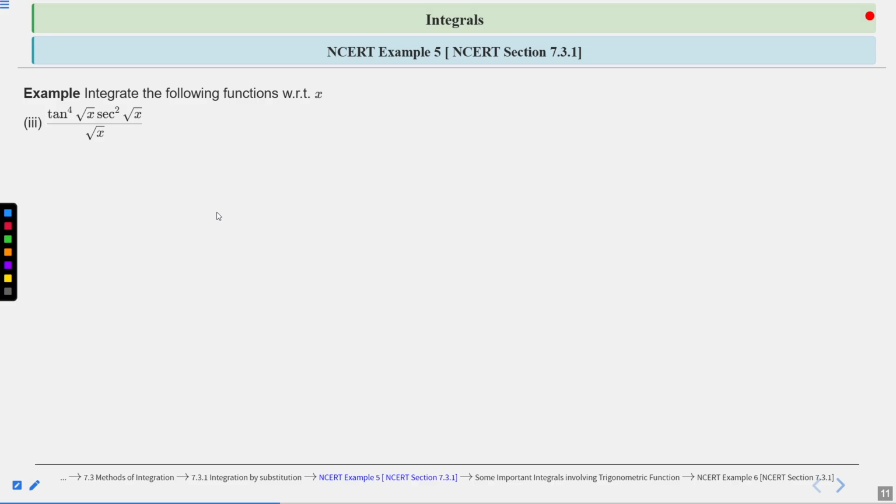Again, you will try to apply the substitution method. You try to substitute a particular variable in such a way that this complex integration will become a simplified form, and it must be easily integrable. So you have some time to solve or think about this question. After that, we will discuss how we can solve the given question.